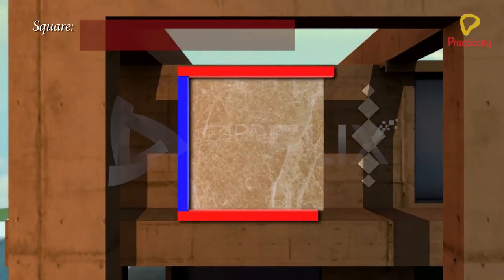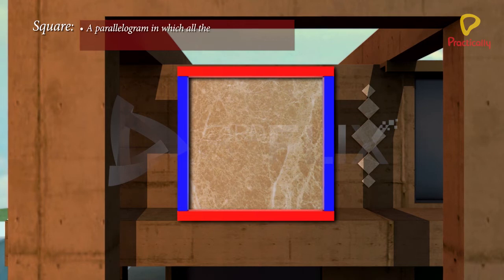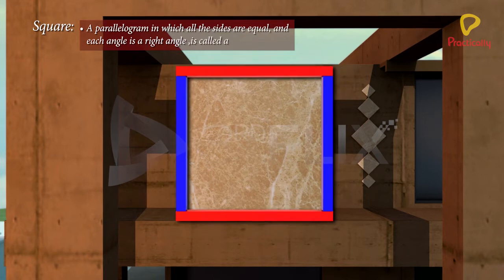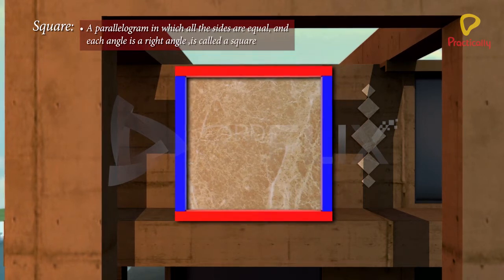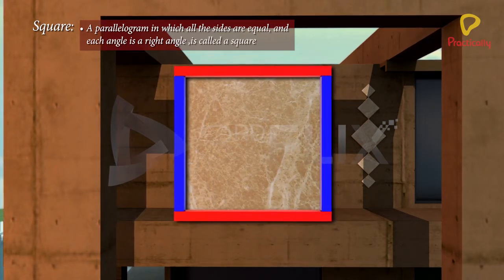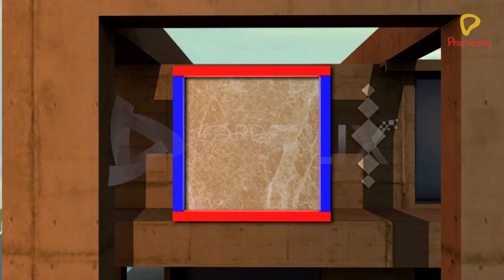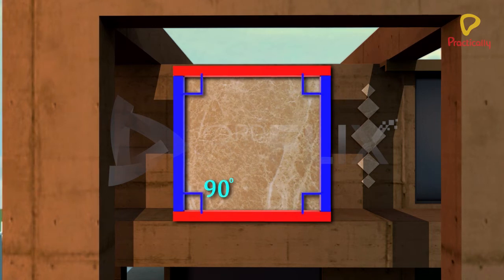Square. A parallelogram in which all the sides are equal and each angle is a right angle is called a square. Rectangle is the special case of parallelogram. Square is the special case of rectangle. Let's see the properties of square.